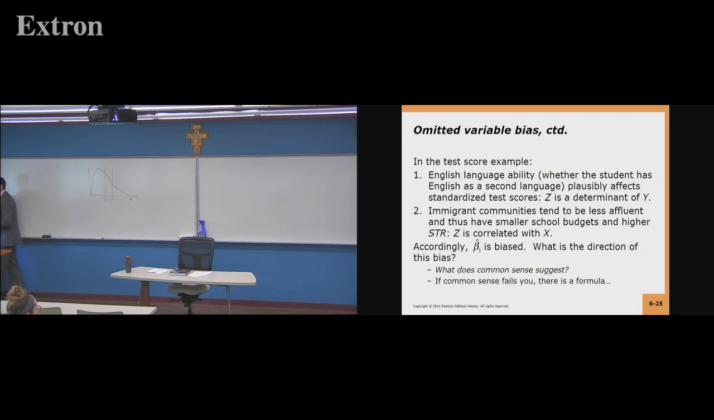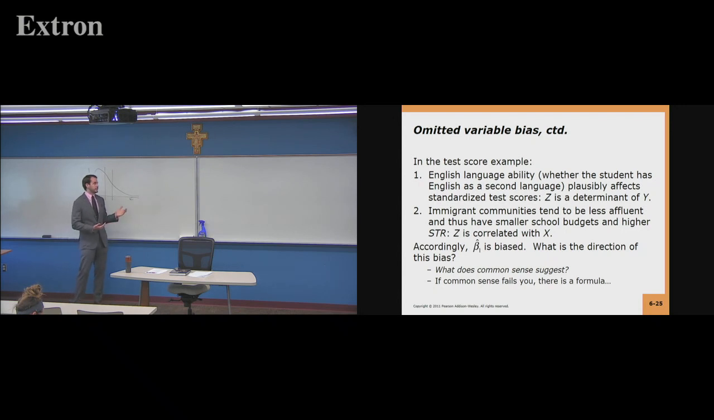This is another thing that can plausibly affect standardized test scores. If you understand all the words, it makes it easier to answer the questions. Additionally, immigrant communities, especially, this data comes from the state of California. So immigrant communities tend to be less affluent and have smaller school budgets, because school budgets are partially determined by taxes. And they'll end up with a higher student-teacher ratio, less money to spend on the school. You're going to have fewer teachers.